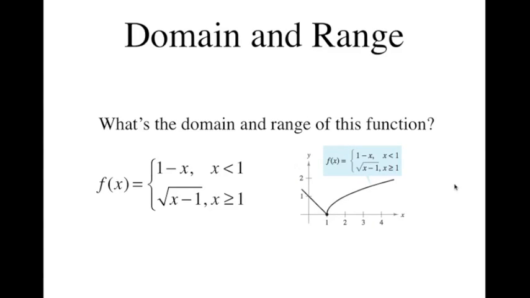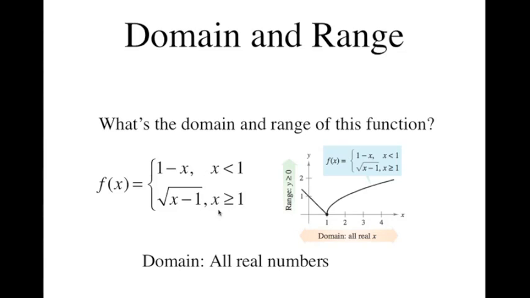So what is our domain? Well, there's kind of a hint right here. It's saying that x is going to be less than 1, and then x is going to be greater than or equal to 1. So that kind of tells us it's going to be all real numbers because it goes through every single number, all the negatives, all the positives. What about the range?